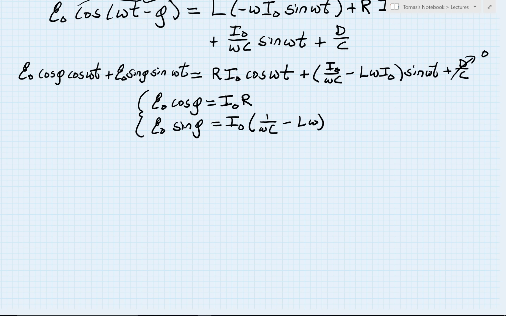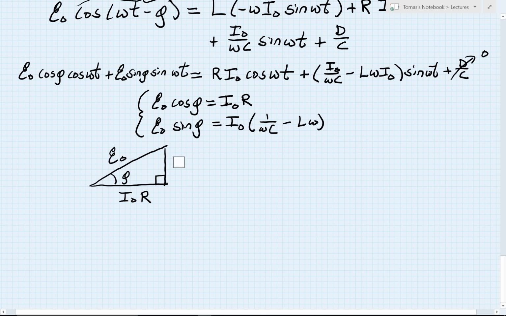Because notice, if I make a nice right triangle like so, where this angle is phi, and this is a right angle, and this hypotenuse has length E naught, then E naught times cosine phi gives me the adjacent side, which would have to be I naught times the resistance. And then E naught times sine phi would give me the opposite side, which then has to have the value of I naught times 1 over omega c minus L times omega.